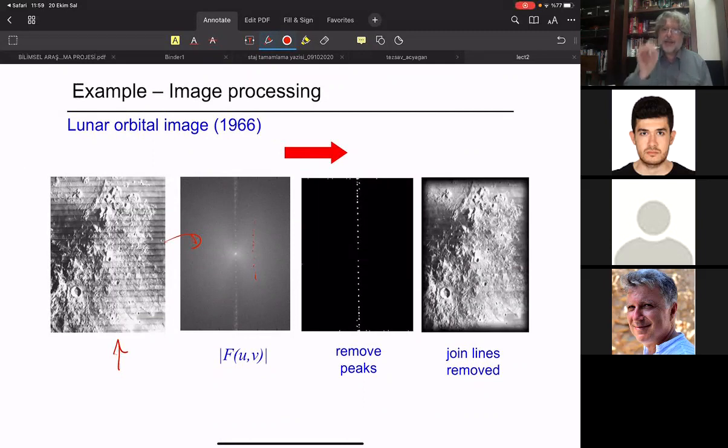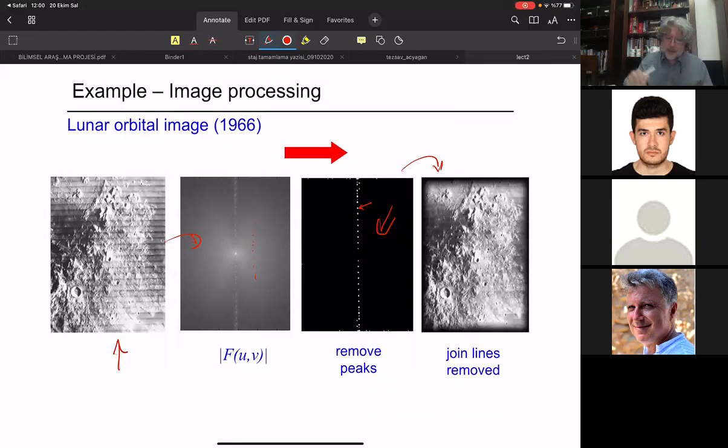tiny band reject filters. The black portions here are passing, and the white dots here are the stopping regions. We take the inverse Fourier transform, and look at that. We have eliminated mostly the horizontal lines while not affecting much the rest of the information. So the information is still visible.